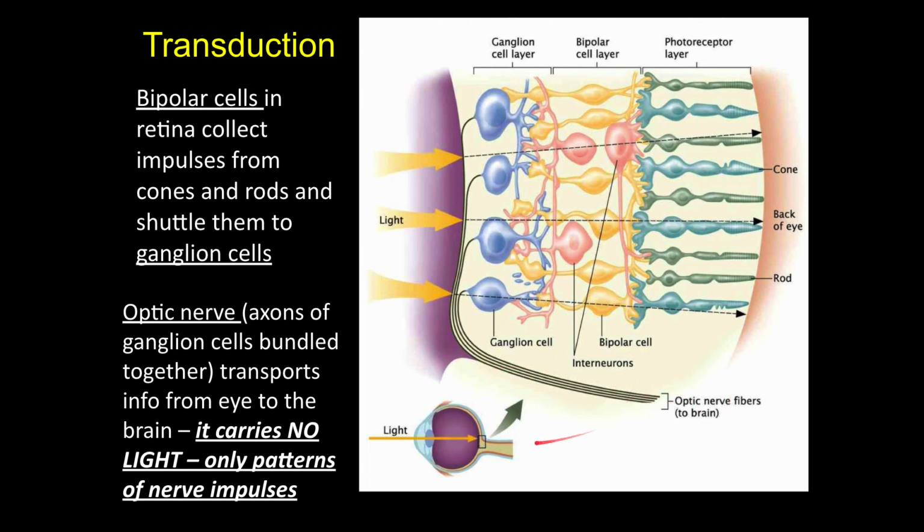Really interesting point. The area or the point at which the optic nerve exits the eye contains no rods or cones, and therefore we all have a blind spot. And we are going to learn in class how we can find our blind spot.